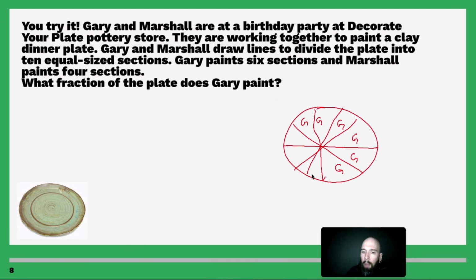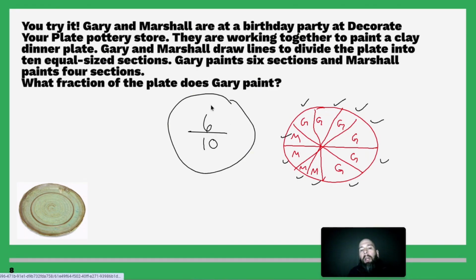Marshall paints 4 of them. What do we have here? Well, we have a total of 1, 2, 3, 4, 5, 6, 7, 8, 9, 10 parts. And Gary paints 6, Marshall paints 4. What fraction did Gary paint? 1, 2, 3, 4, 5, 6. So 6 out of 10. And that's going to be our answer.